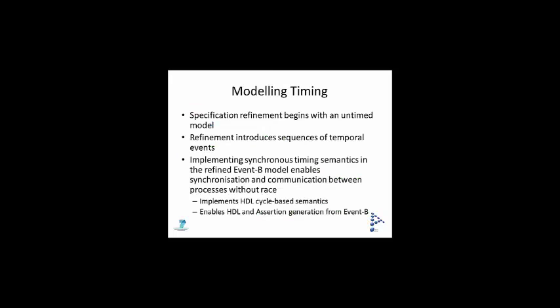But now we want to be timed, because there are going to be delays, there are going to be deadlines on these actions of the system. And so what we need to do is take this untimed model and refine it to introduce sequences of temporal events. So what we do in Event-B is we actually implement synchronous timing semantics, which are the same as HDL, Verilog or VHDL cycle-based semantics. And it also enables us now to start thinking about our invariants as assertions, either SystemVerilog or PSL assertions, which we can then use downstream.